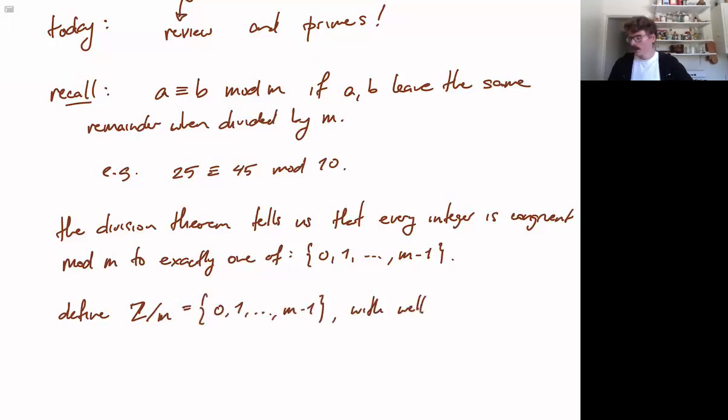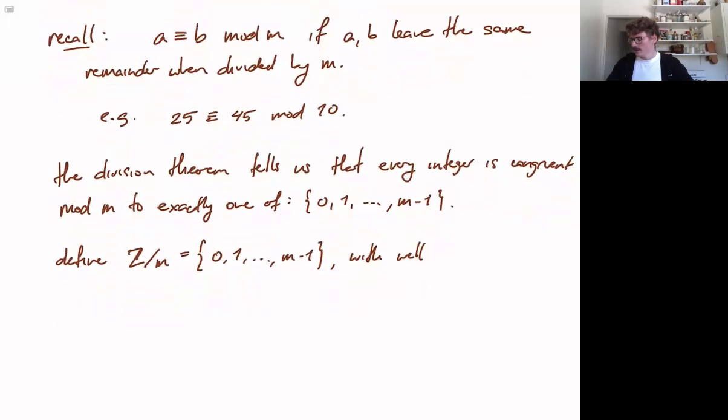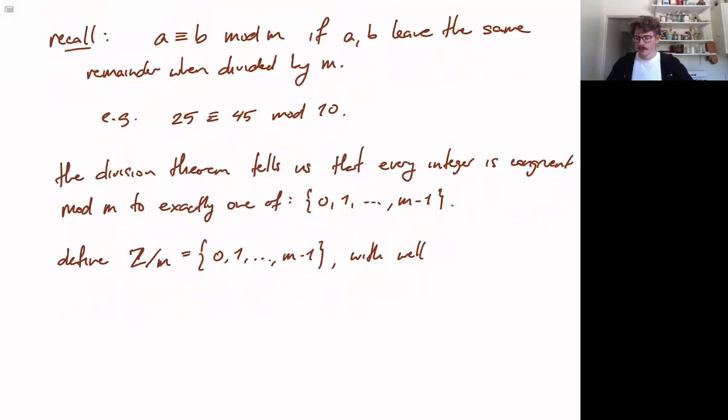And remember, another theorem that we talked about last time says that if we think about this set of numbers from 0 to M minus 1, we have a well-defined way of adding them together and multiplying them. And this is what we mean by modular arithmetic, essentially.